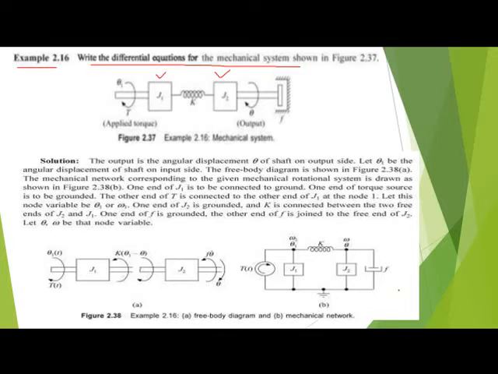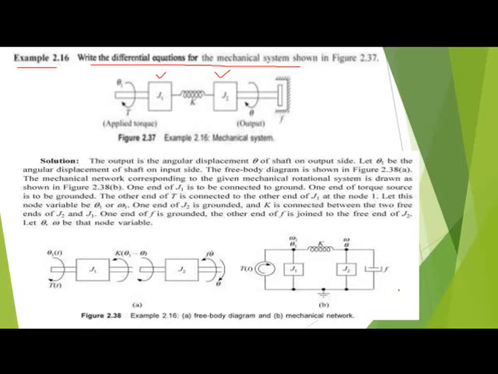Theta 1 is connected to the moment of inertia J1 at one end, and the other end is connected to ground. Then one end of the torque source is connected to theta 1, and the other end is connected to ground. Similarly on the output side, theta is directly connected to the moment of inertia J2, and the other end is connected to the damper element F. This is the mechanical network.